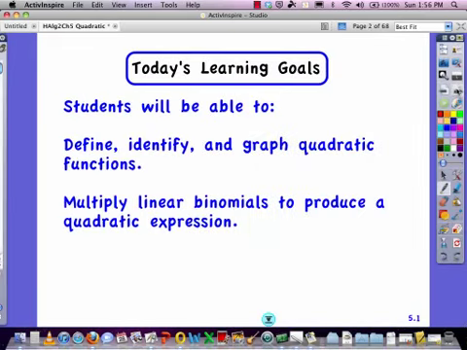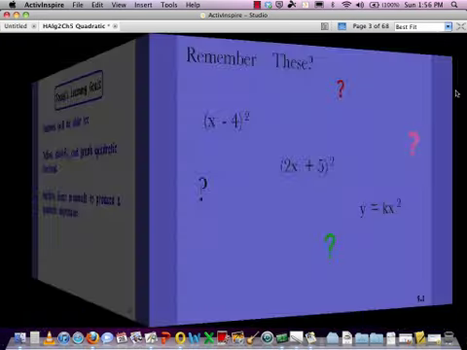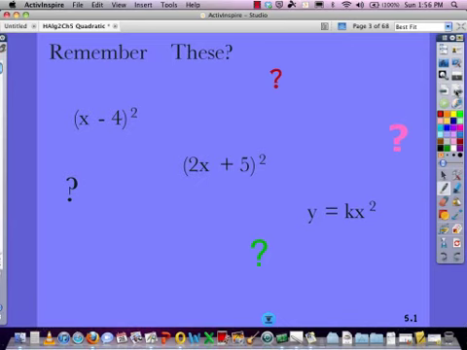So you can see our learning goals. We're going to be able to define, identify, and graph quadratic functions, and multiply linear binomials to produce quadratic expressions. That's what we're heading towards here. So first question would be, look at these expressions or equations. They should all look familiar. We've actually even practiced the squares earlier this year.